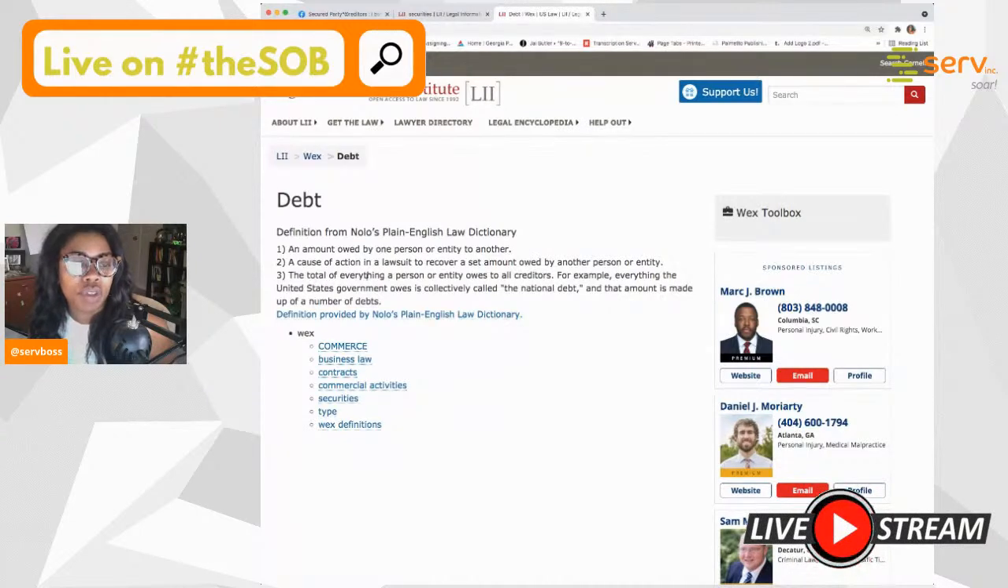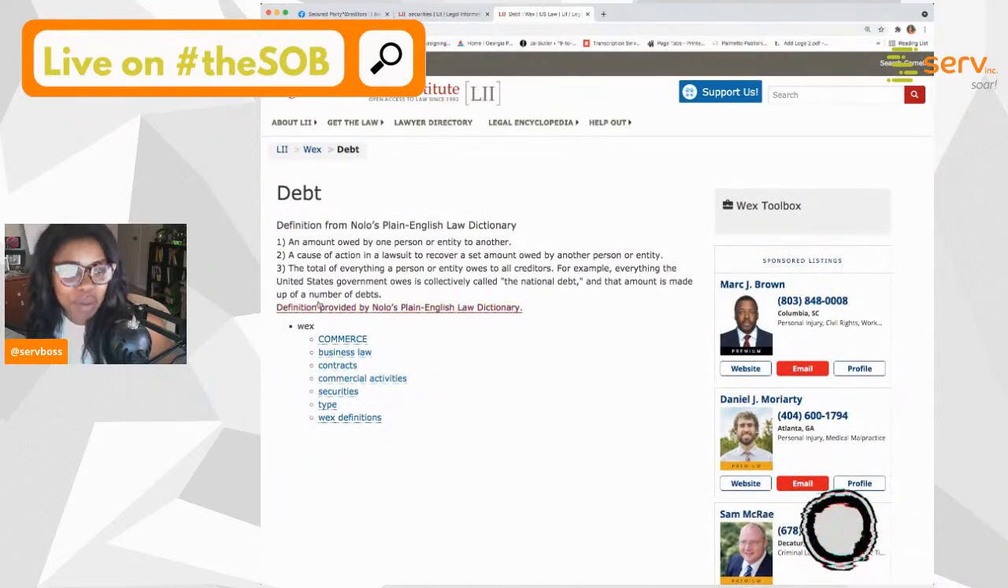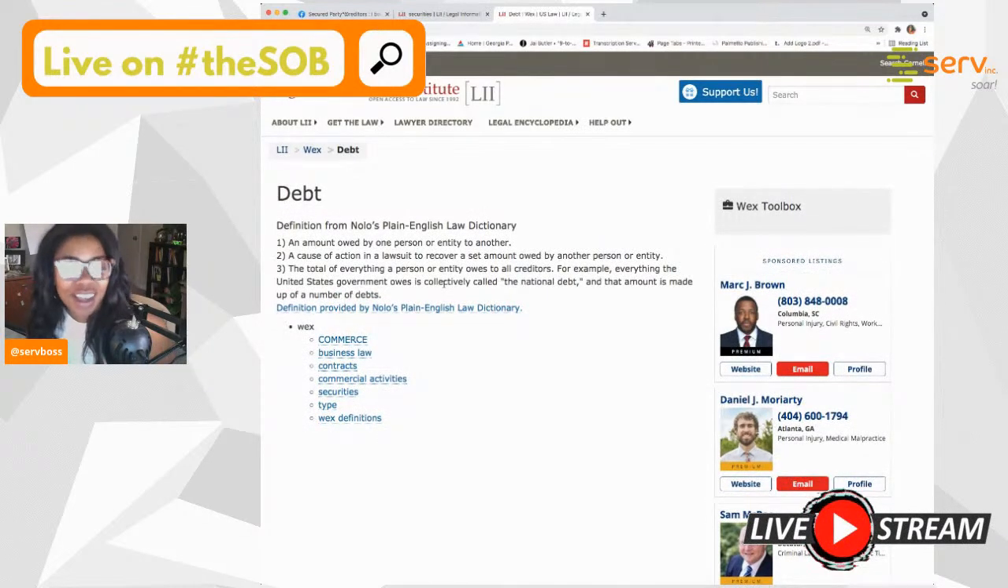The total of everything a person or entity owes to all creditors. I think it's really stupid that they use this as an example, but this is the example they use. Everything the United States government owes is collectively called the national debt, and that amount is made up of a number of debts. I mean, come on, Captain Obvious. Can you give us any less practical definition of what a debt is? That's just like a slap in the face for them to be telling us all this stuff.